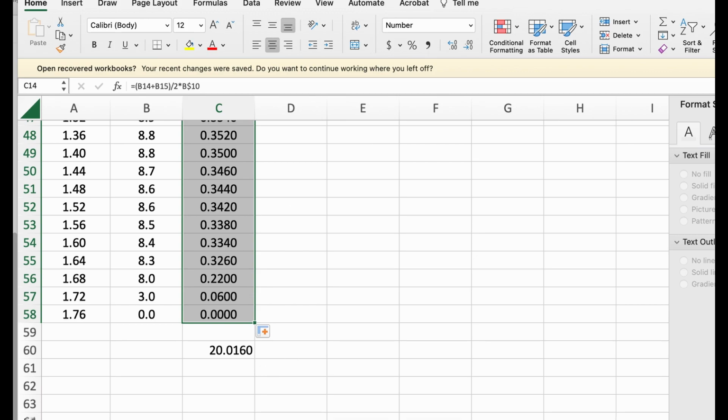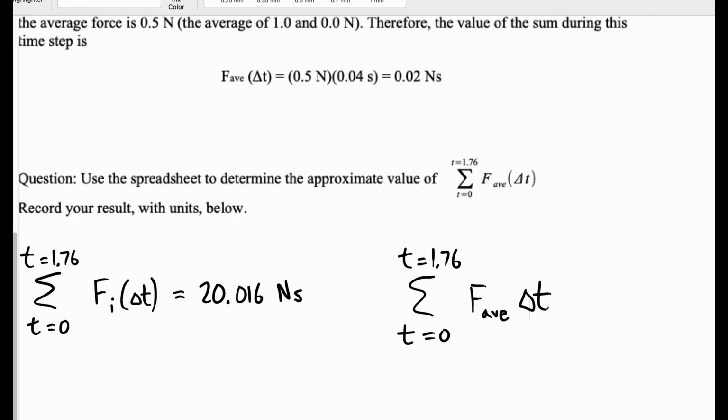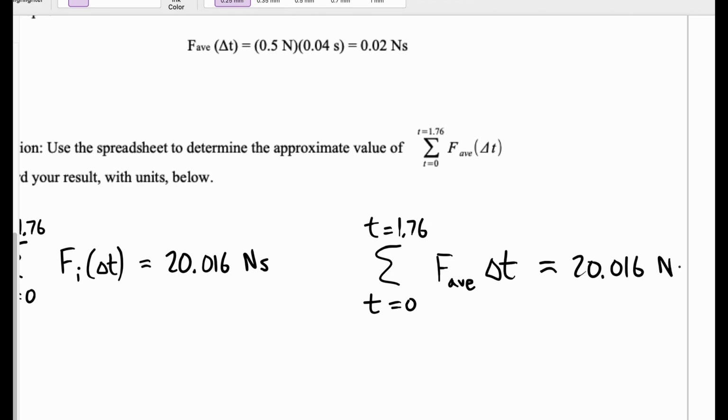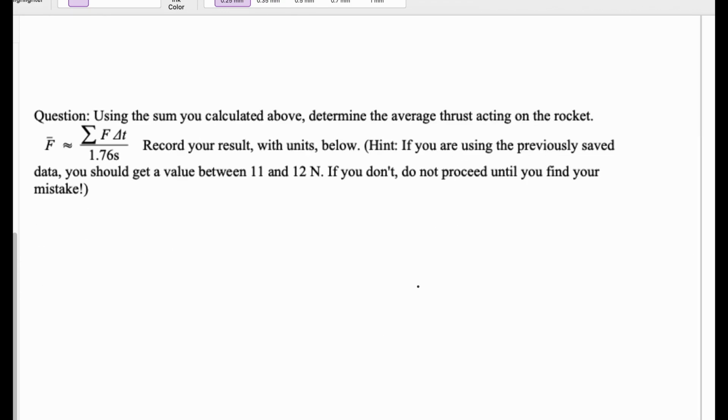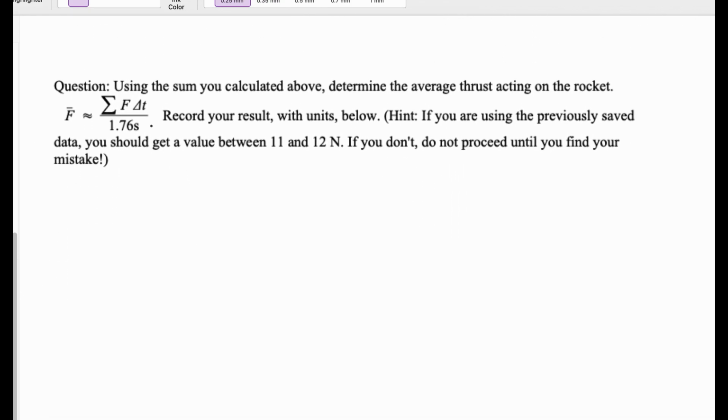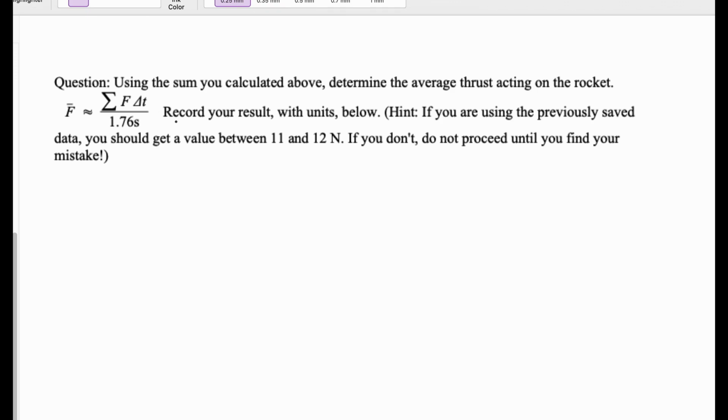20.016. So pretty much the same thing. It didn't end up making any difference. So, okay. All right, so we got our total impulse. Now let's go and see if we can calculate the average force for the whole interval.